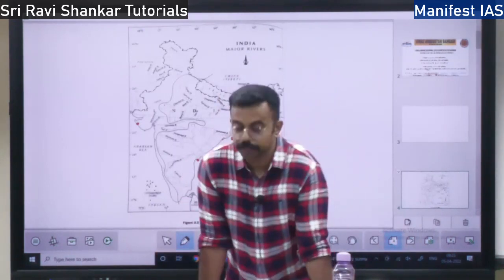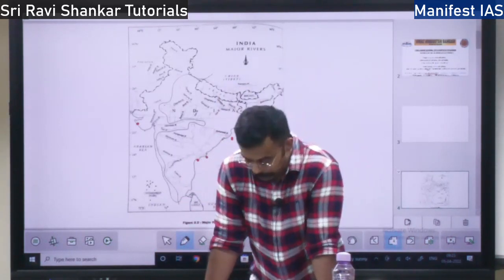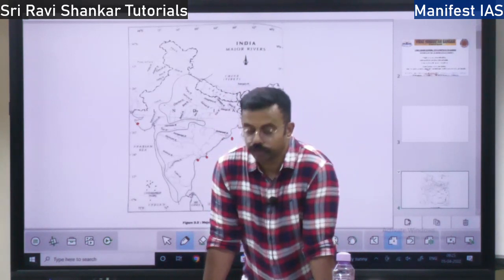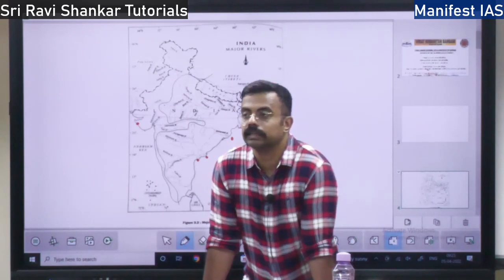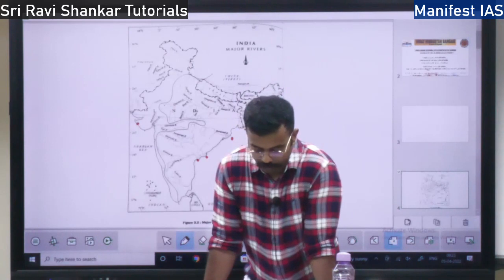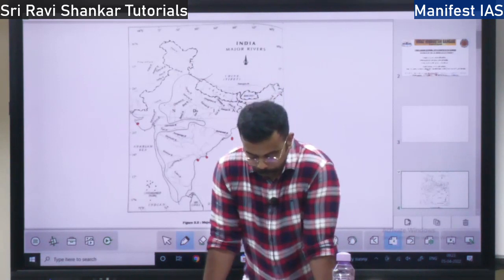So what are the natural harbors on the western coast? You have the Kandla port, Kandla harbor in the Gujarat region. You have Marmagaon port in the Goa region, and you have New Mangalore port. Mangalore port is also a natural harbor, right?